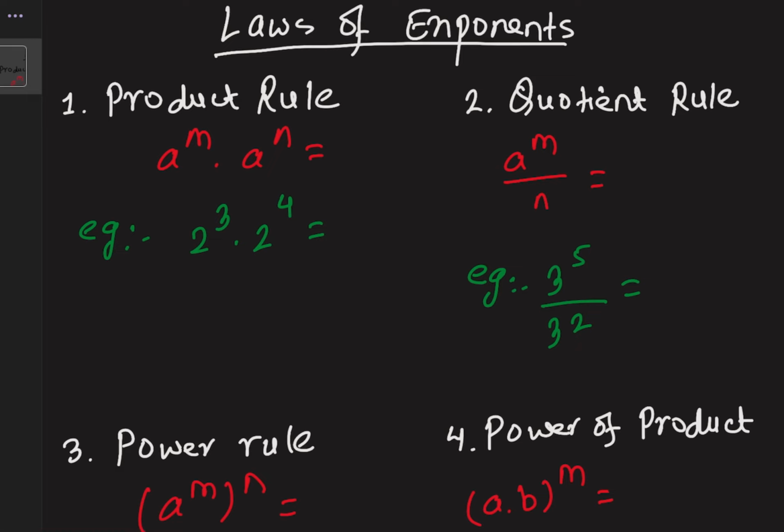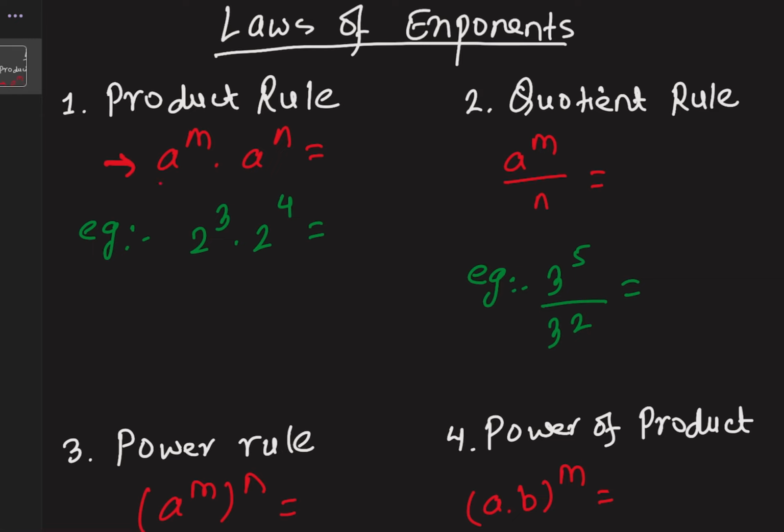So here are some of the key laws, their equations, their explanations, and some examples related to the laws of exponents. We'll start with the first rule, that is the product rule. In the product rule we have the expression a to the power m times a to the power n, and what it says is when multiplying two powers with the same base we can add their exponents.